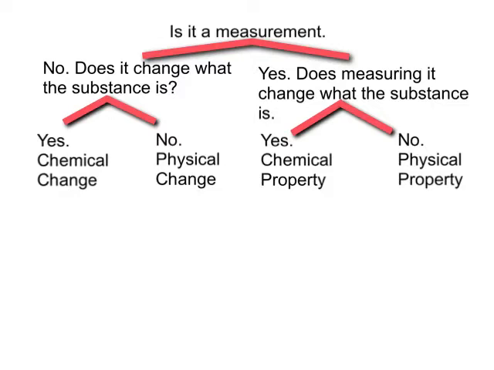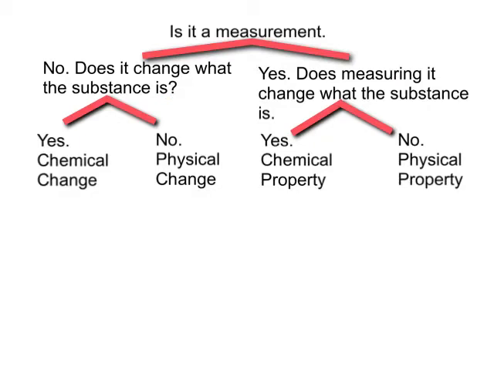Now, whichever side you end up on, you're going to notice that the next question is pretty similar in both cases. And that's so that you can tell the difference between the chemical versus the physical. And that is going to be asking, does this change what the substance is? If it does change what the substance is, it's chemical. If it doesn't, it's physical. And the same thing for the property side. If the act of measuring it changes what it is, chemical. If it doesn't, physical.